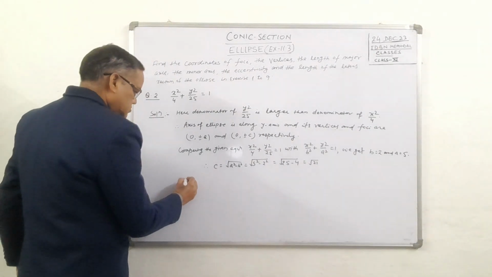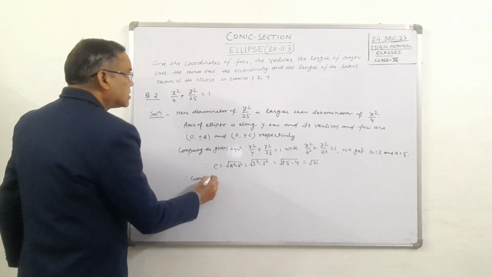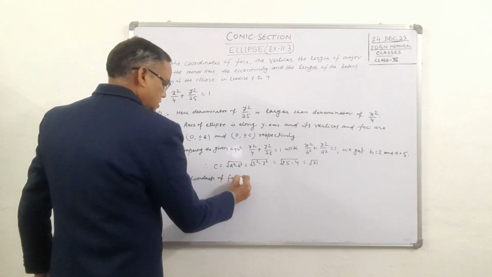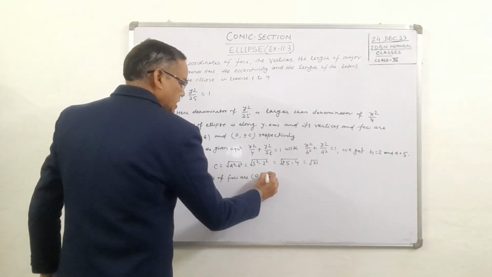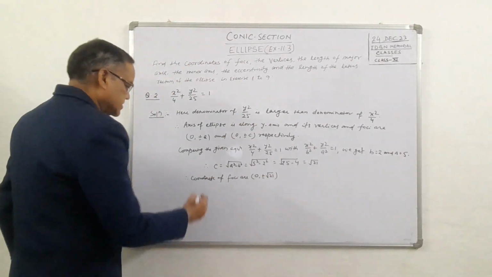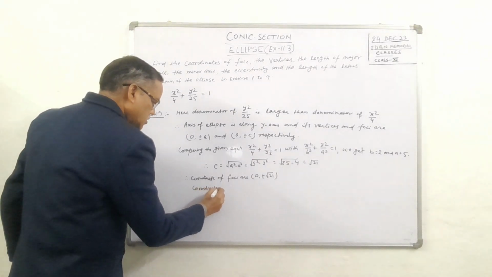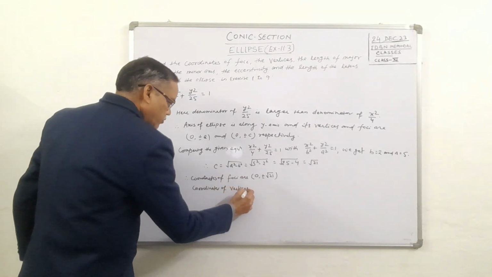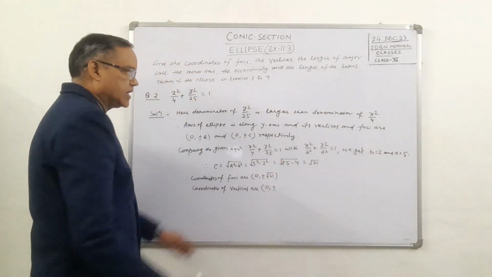Hence, the coordinates of vertices. First, the coordinates of foci are 0 plus minus c, in place of c, under root 21. Now the coordinates of vertices. Coordinates of vertices are 0 plus minus a, in place of a, what is it? 5.